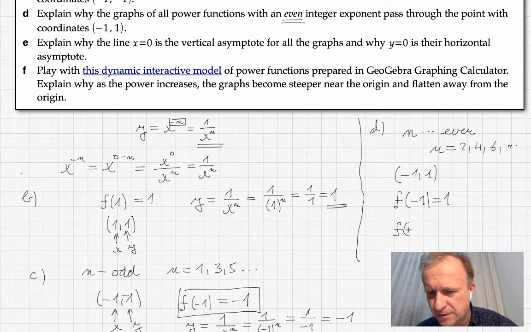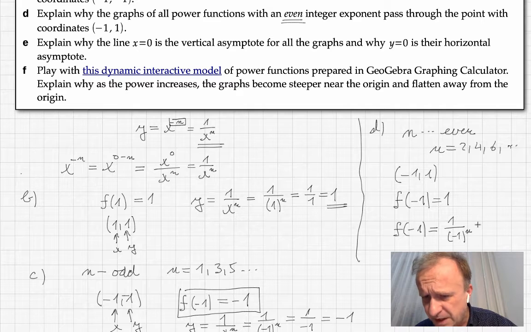Function value f of -1, according to the formula describing the function, is 1 over (-1) to the power of n. Since n is even and you raise -1 to an even power, you should get 1 over +1, because -1 raised to the even power is just 1, so therefore the answer is 1.